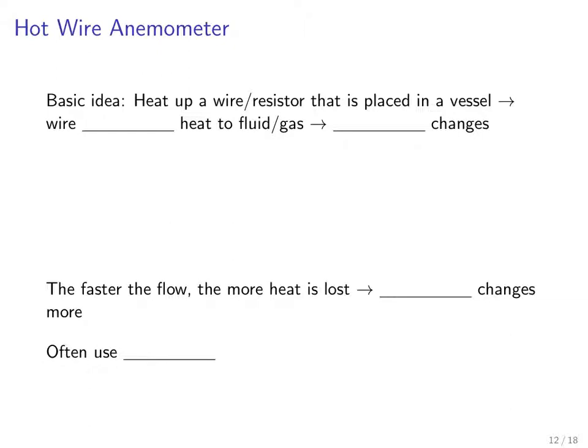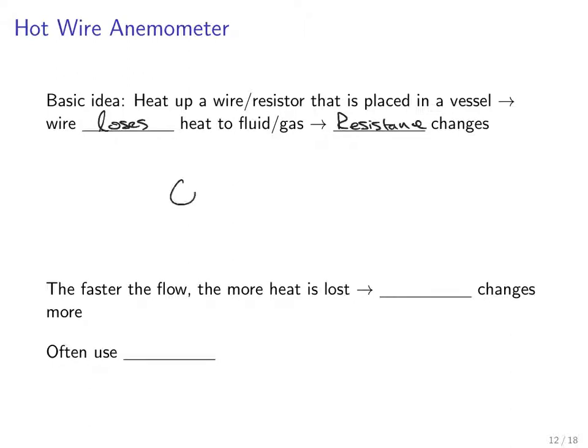The fifth category is hot wire anemometer. The basic idea here is to heat up a wire or a resistor that is placed inside a vessel. The wire then loses heat to the flowing fluid or gas, and then its resistance changes.